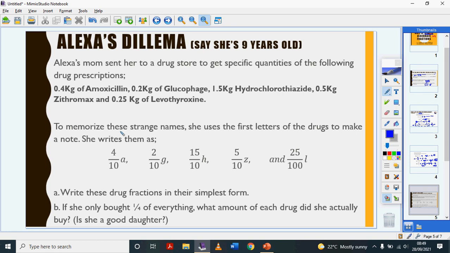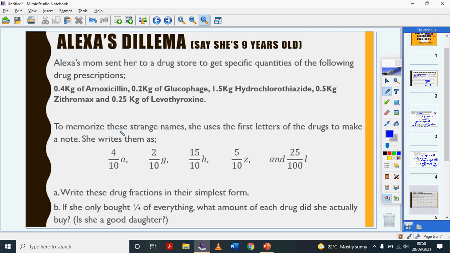So Alexa's mom sent her to a drug shop or drugstore to get specific quantities of the following prescriptions: 0.4 kilograms of amoxicillin, 0.2 kilograms of glucophage, I don't know what that is, 1.5 kilograms of hydrochlorothiazide, wow, 0.5 kilograms of zithromax, and 0.25 kilograms of levothyroxine.